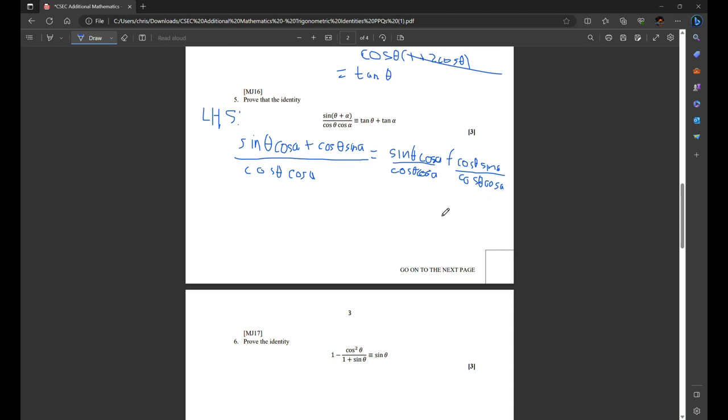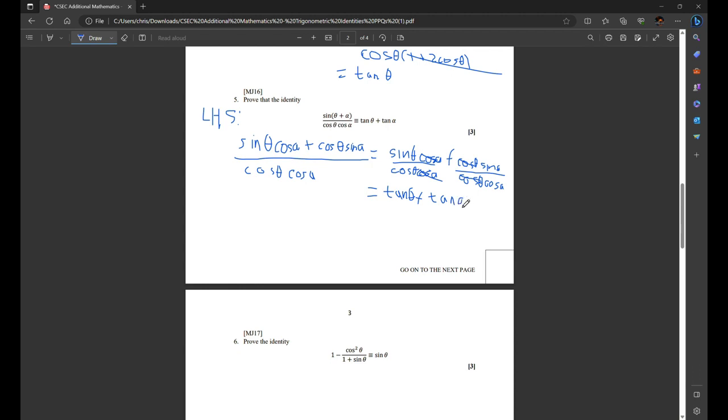Okay, so now it looks like there's some cancelling that we can do, which is always lovely to hear. So we can cancel this cos alpha with this cos alpha, and we can also cancel this cos theta with this cos theta. So now things are quite easy for us, because we have a sine theta and a cos theta, and we have a sine alpha over cos alpha, which is of course simply tan theta plus tan alpha. And just like that, we have proven this identity.